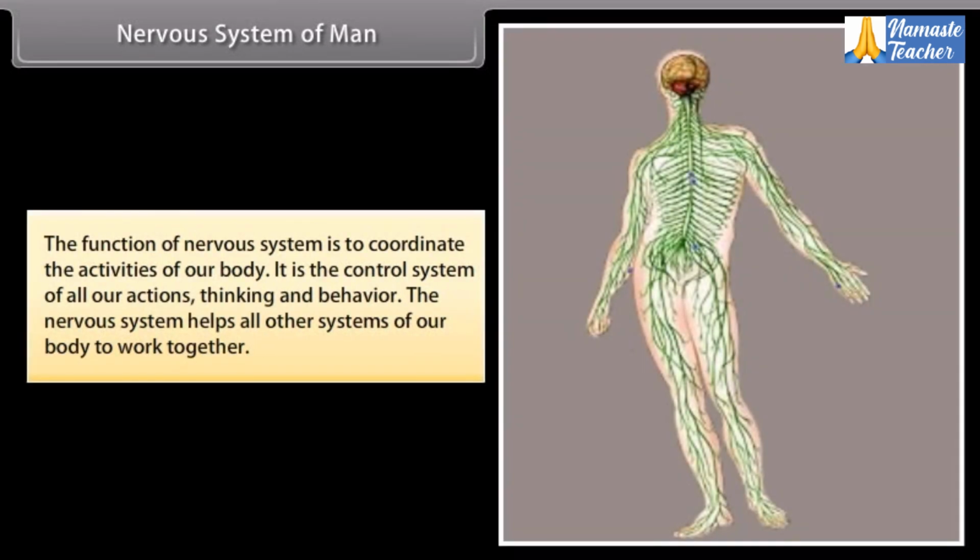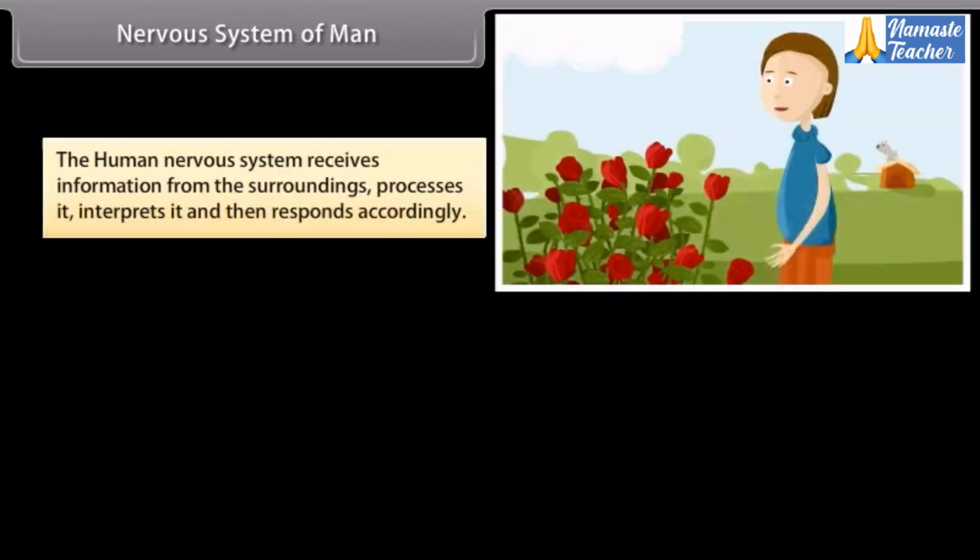Nervous system of man. The function of the nervous system is to coordinate the activities of our body. It is the control system of all our actions, thinking, and behavior. The nervous system helps all other systems of our body to work together. The human nervous system receives information from the surroundings, processes it, interprets it, and then responds accordingly.